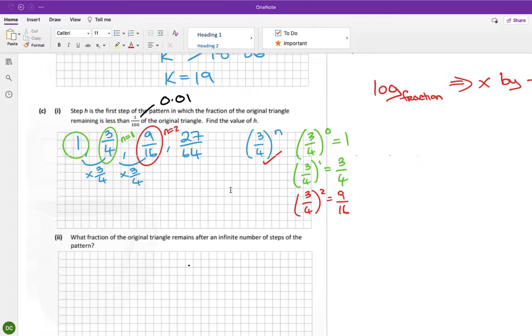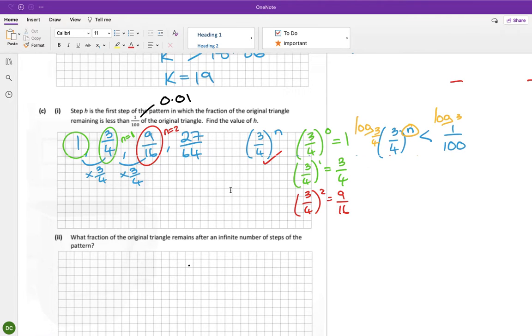That works. So we're looking for where 3/4 to the power of n is less than 1/100. Yeah? So it's the same thing we did just up above there. We want to get this n out, so we're going to have to do log to the base 3/4 of both sides. Log to the base 3/4 of the left will cancel them and give me the n isolated.